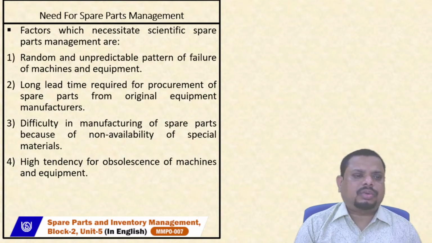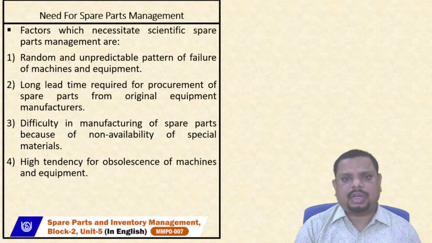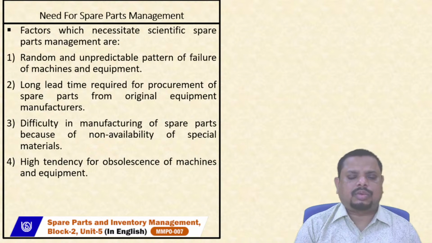Then point number two, a long lead time is required for the procurement of spare parts from the original equipment manufacturers. So it is a long or lengthy process to get the original equipment and spare parts from the manufacturers. Whenever you require this kind of spare parts and inventories, you first have to write down the requisition form. The requisition form goes to the purchase department.